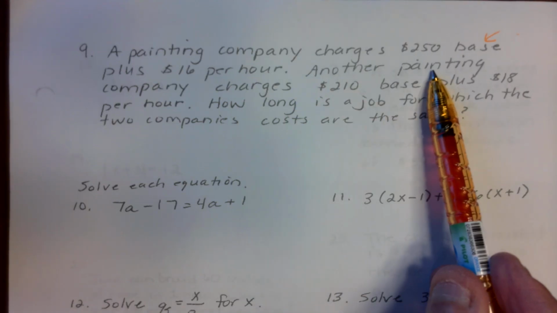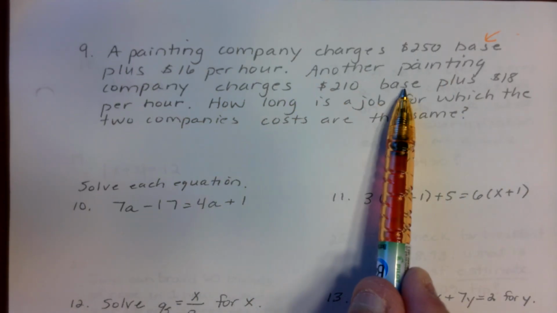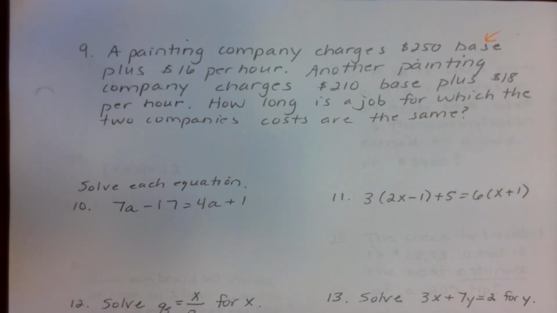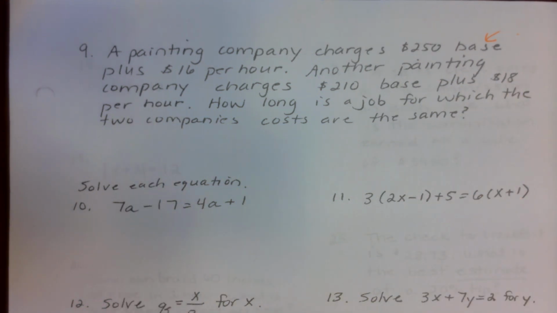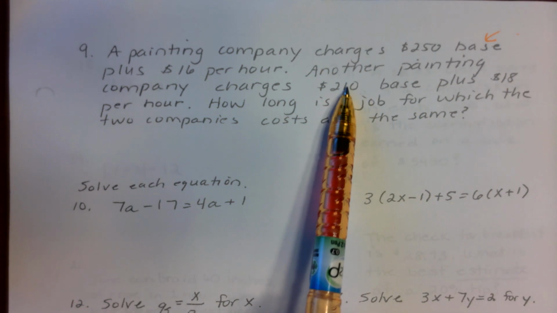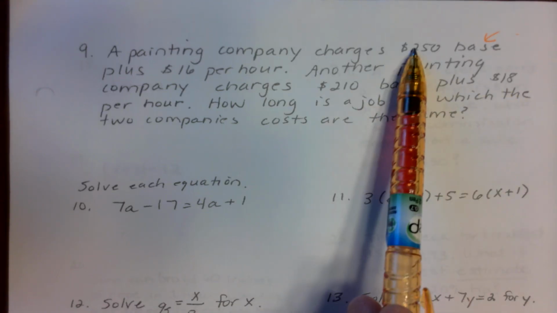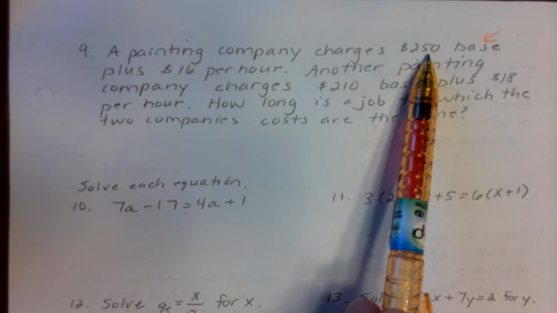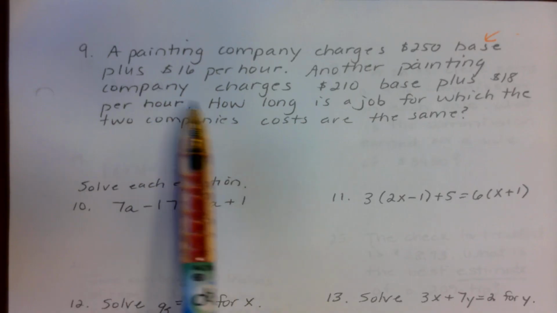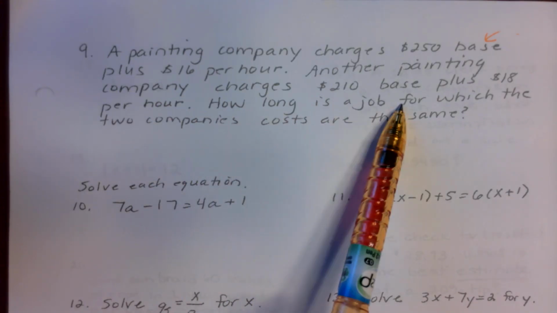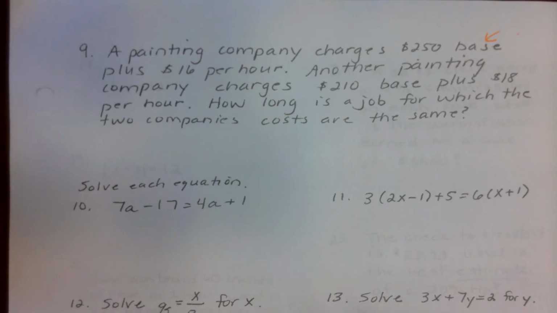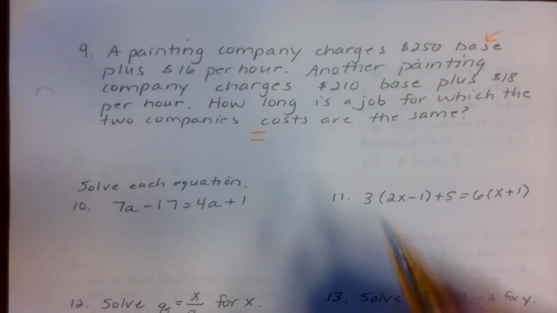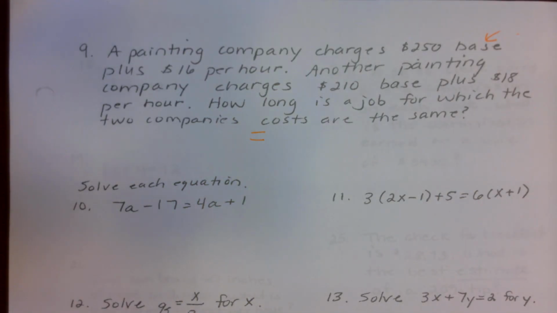Another painting company, so there's a different one, charges $210 base, so they charge $210 to show up at your house, and they're charging $18 per hour. So this is less to begin with, but then it's more per hour than this one. This is more at the beginning and less per hour. So the question here is, how long is a job for which the two companies' costs are the same? So if it's the same, we're talking about an equal sign, right? We're trying to find out when they're equal.